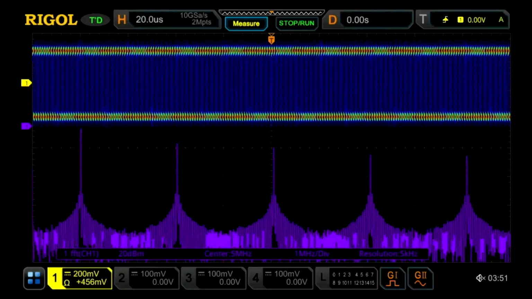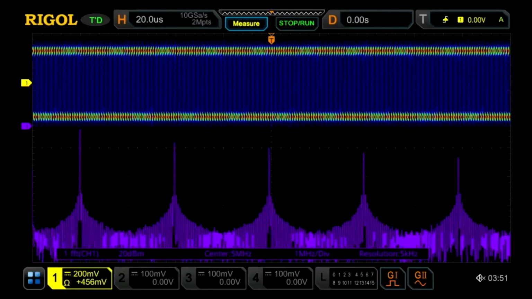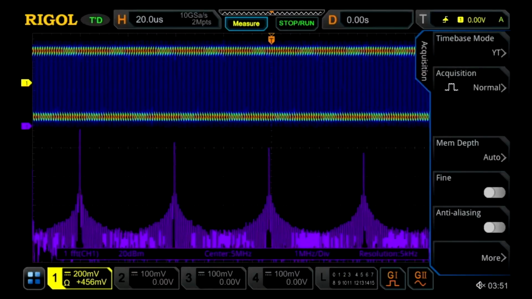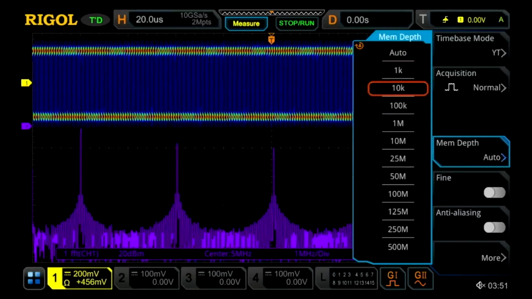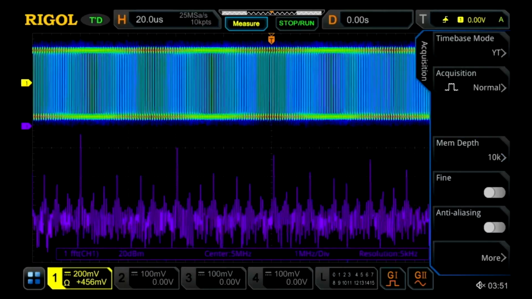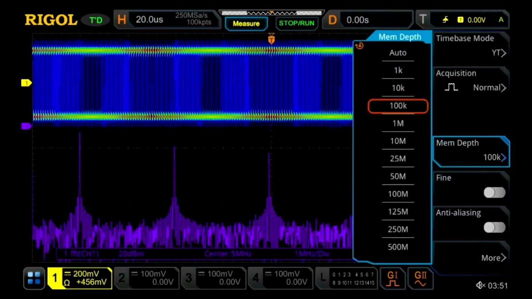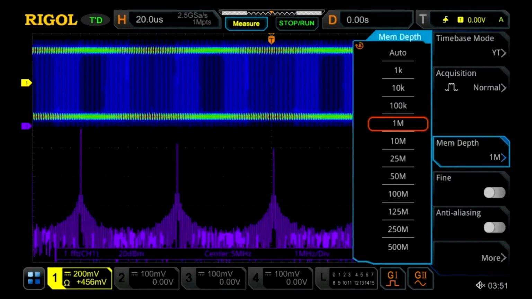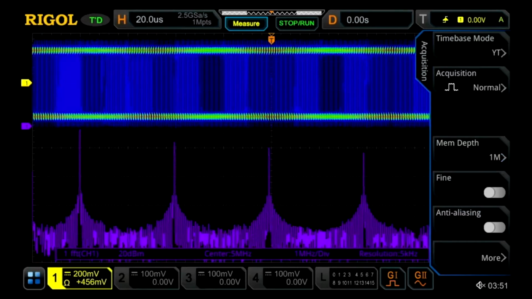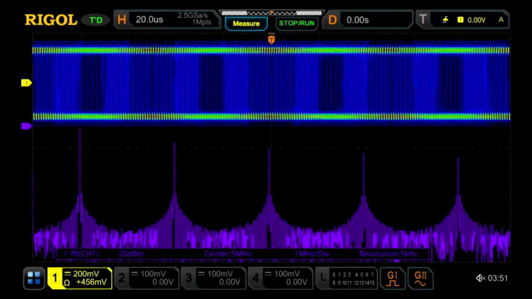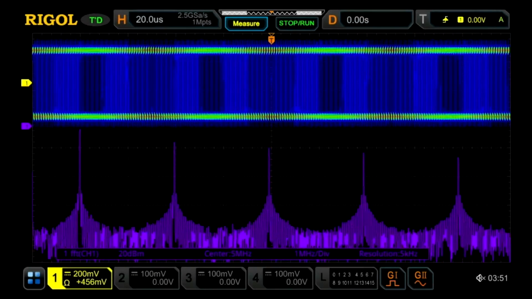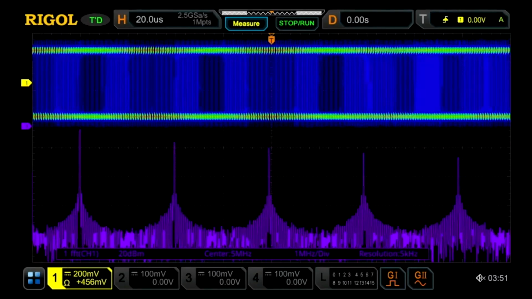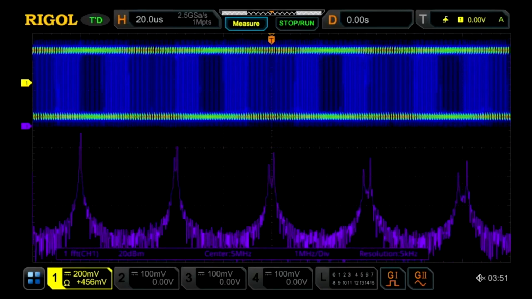Now, the other way we can adjust this is with the memory depth. You can see so far we've been in an auto memory mode, so we're using 2 million points currently. But you can see if I turn that down to 10 kilopoints or 100 kilopoints, and then up to 1 million points, you can see the noise, power, and frequency accuracy gets better every time. So this is really how memory depth and sample rate help your FFT calculations. They improve the power and the frequency analysis capabilities.